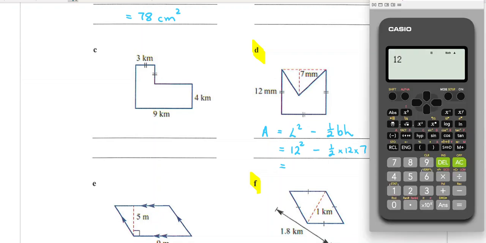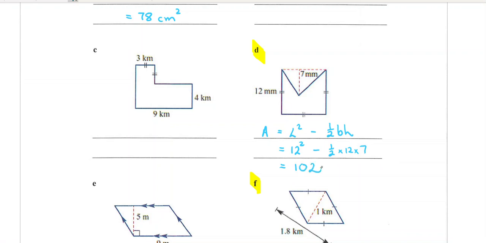Okay? And then you type it all in your calculator. So 12 squared minus half times 12 times 7 is 102. Yeah, I put in 0.5 because it's much faster than typing in the 1/2 for the fraction. Millimeters squared because it is an area.